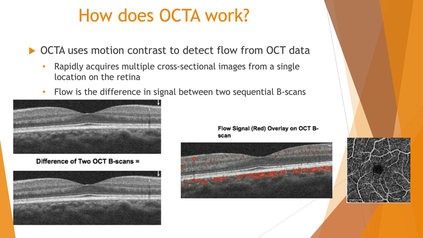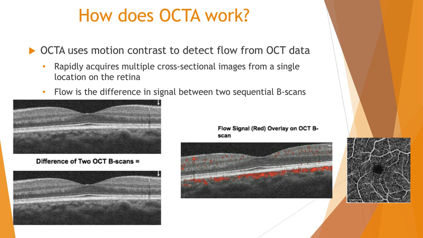Anywhere that you see red pixelation on that scan is a place where the unit has found a difference in its signal between the two images. It really means there's flow there. So what you're seeing on that scan is that the inner retina has a lot of red pixelation, and the choroid has even more. Those areas should have blood flow. Those areas are vascularized. Interpreting OCTA is learning to understand where on the B scan there should be flow and where there shouldn't be flow.